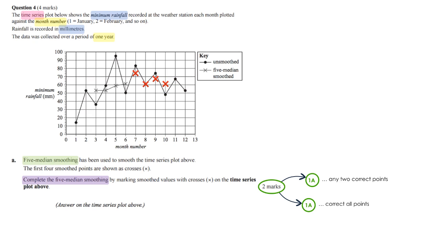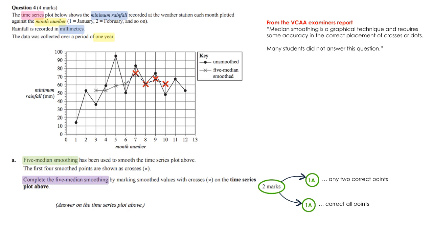Now we connect the points with the rest of the smoothed data. Here is a note from the VCAA examiner's report. Median smoothing is a graphical technique and requires some accuracy in the correct placement of crosses or dots. Many students did not answer this question.